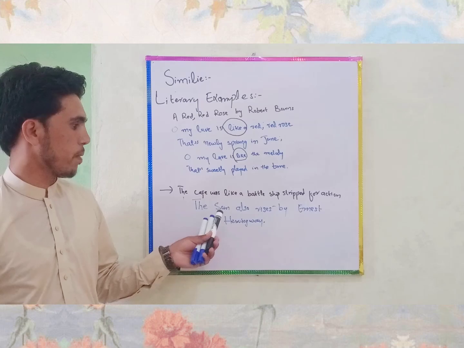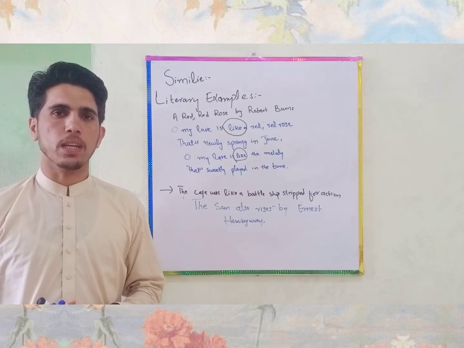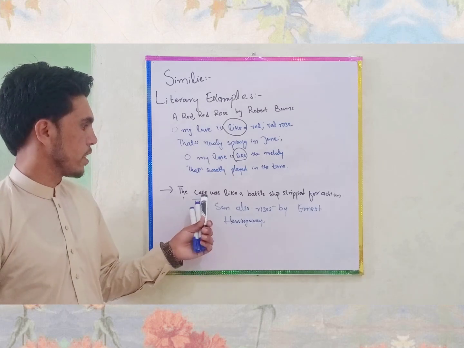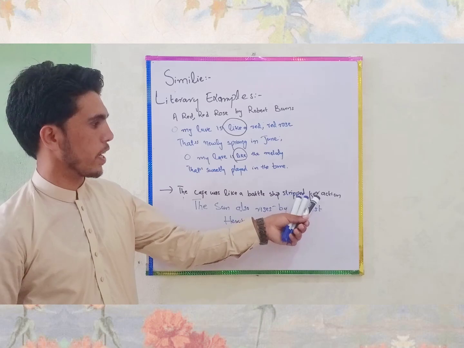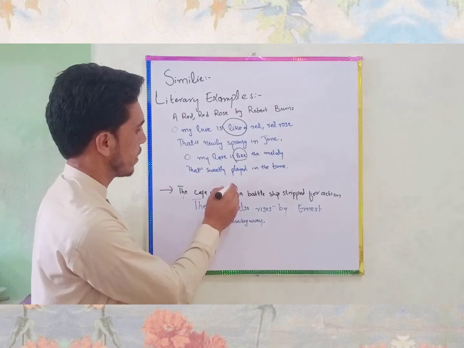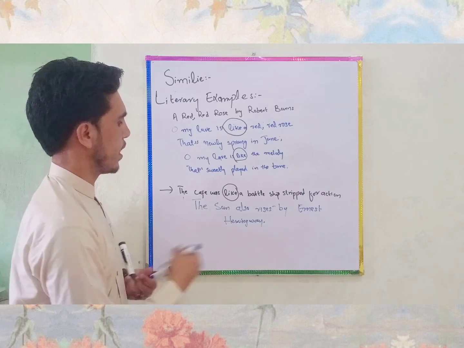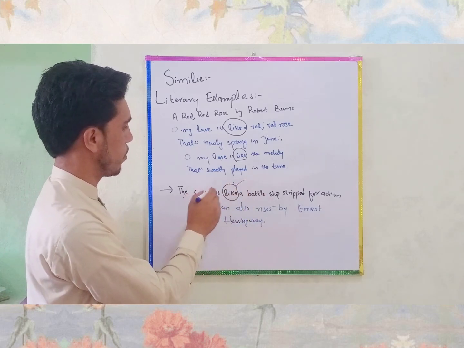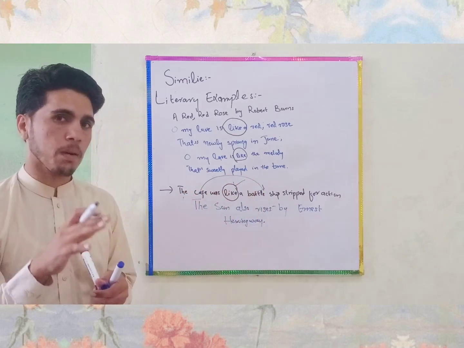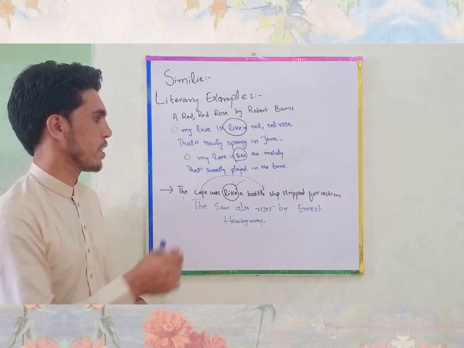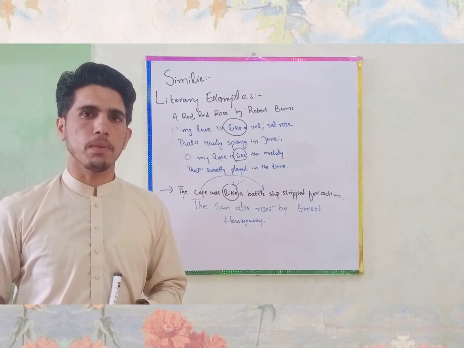Another example is from the novel The Sun Also Rises, written by Ernest Hemingway, a famous American writer. The sentence goes: the cafe was like a battleship stripped for action. Like acts as a simile. The cafe is compared with a battleship that is ready for action. So this is an example of simile.